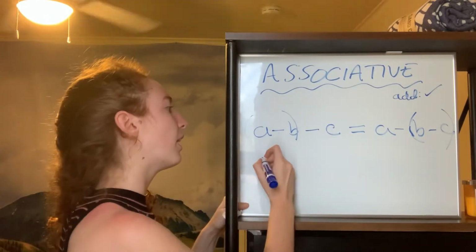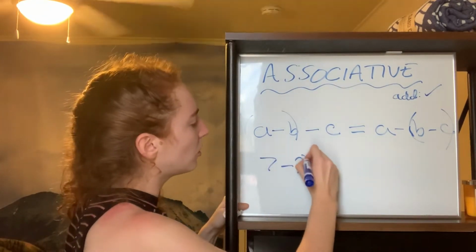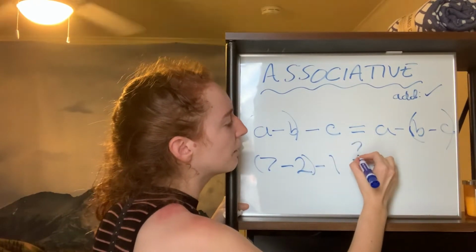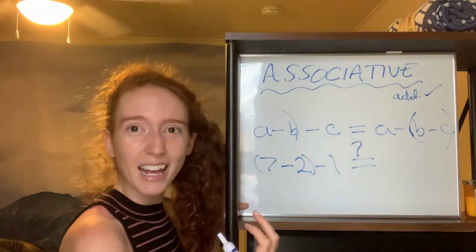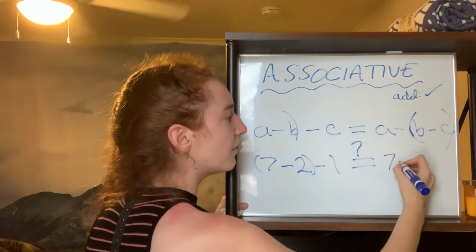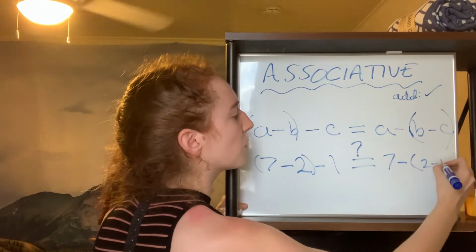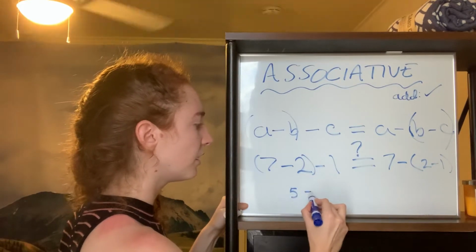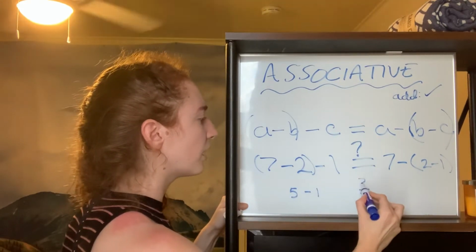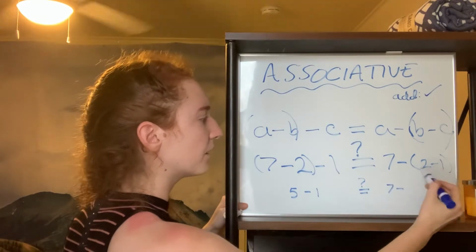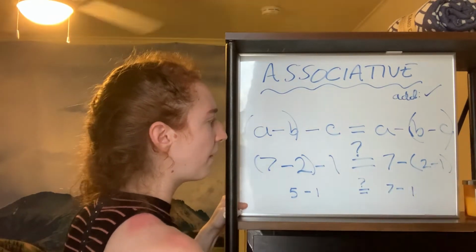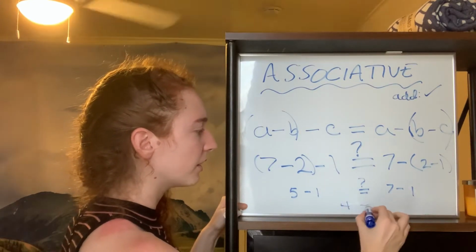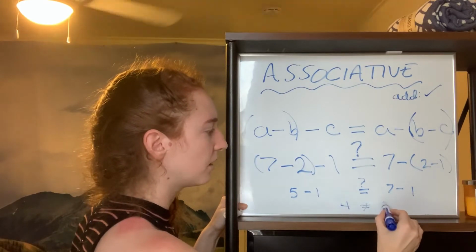So let's try out a number. Let's just do the same one. 7 take away 2, take away 1. Now I'm asking the question, so it's appropriate to put a question mark above the equal sign, is it truly equal to 7 take away the result of 2 minus 1? All right, 7 take away 2 is 5, take off 1. Does that turn out to be the same as 7 take off, what does this turn out to be? 1? I'm thinking no, right? So this is 4. 4 is definitely not the same as 6.